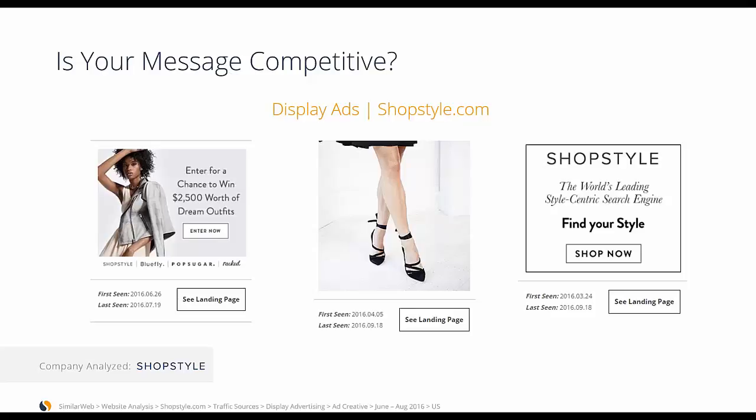Here it's just shoes with no words. I think it's very, very smart branding. They're trying to push the styles. They're trying to push customization within their site on the right ad. And so if I'm List, I need to take a look at these ads and say, hey, is my messaging competitive? Is my messaging more enticing than these ads? Because this is what my consumers are being faced with every day in the market.